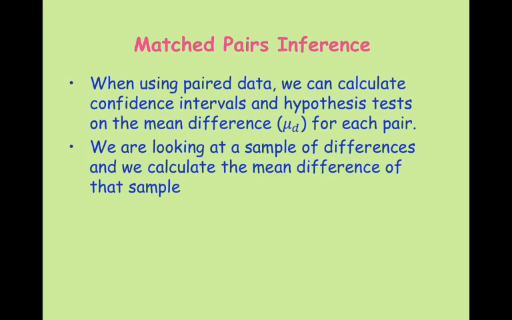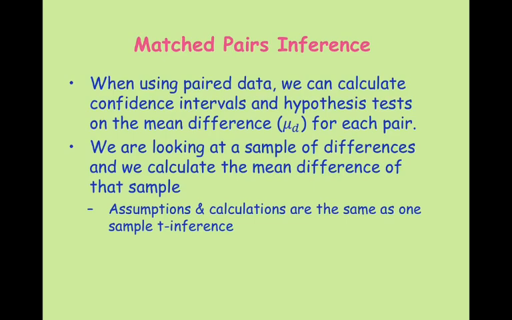So when it's all said and done, we're actually going to be only looking at the differences, so this is going to be set up exactly the same way as a one-sample t-test and a one-sample t-interval for means. The assumptions and calculations are the same as one-sample t-inference. So we're going to go through a complete example. We're going to do assumptions, hypotheses, calculations, and conclusions, and that'll be the end of this video. There will be another video with an additional example if you have additional questions.